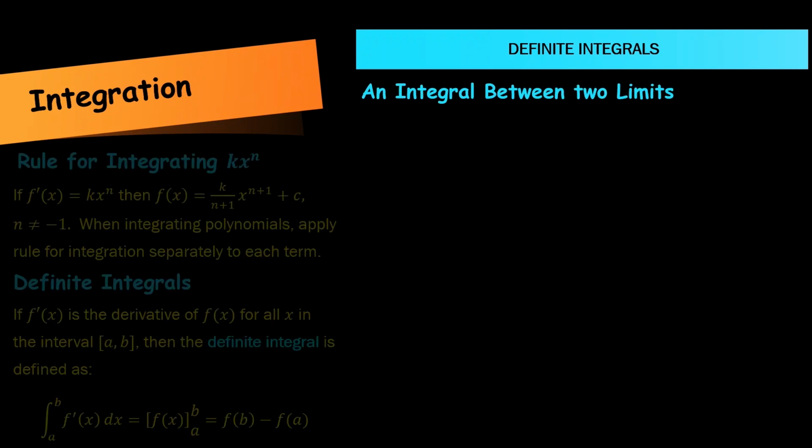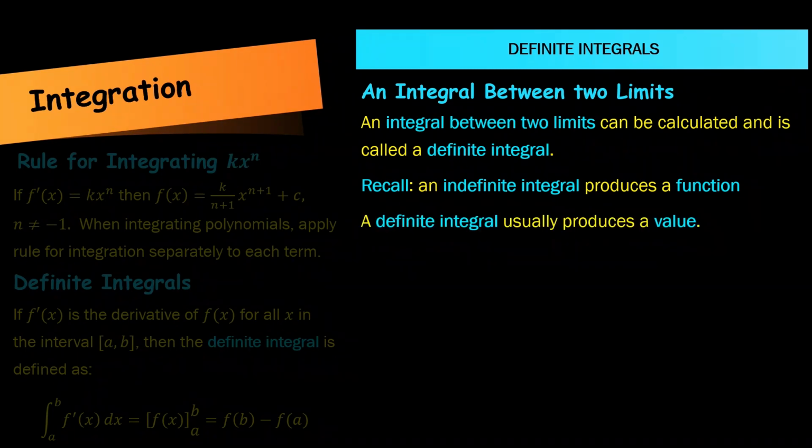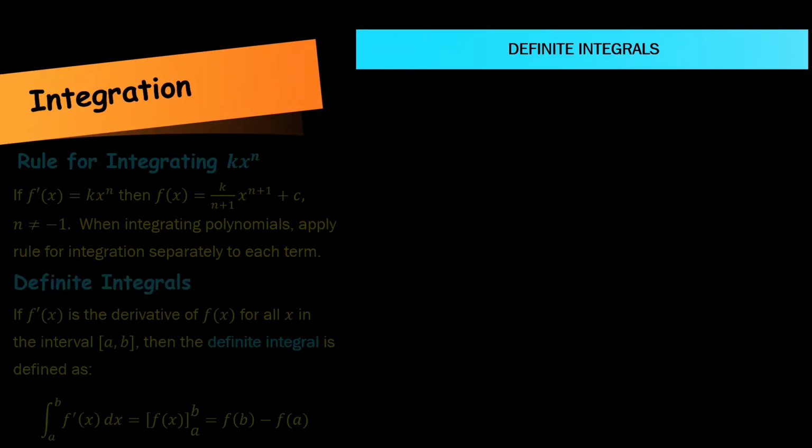An integral between two limits can be calculated and is called a definite integral. Recall that an indefinite integral produces a function, and a definite integral usually produces a value. This result is also known as the fundamental theorem of calculus. Let's now take a look at the steps for integrating definite integrals.